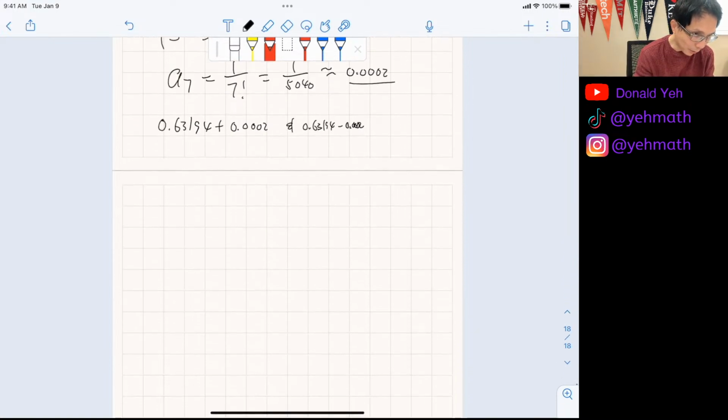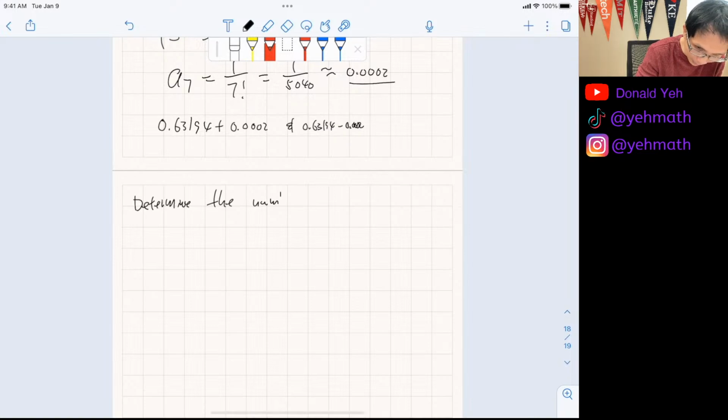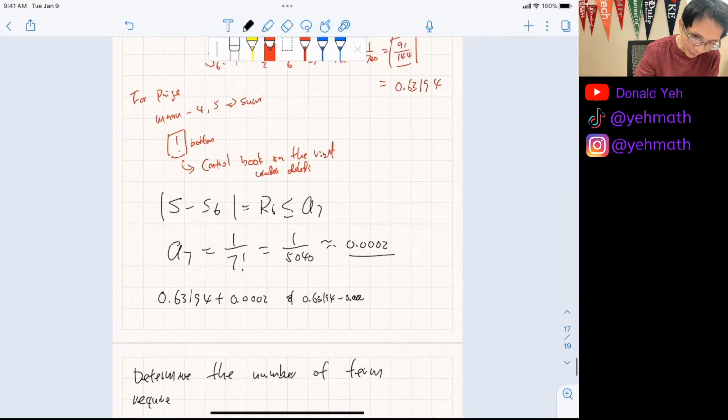The next type of question is, can you determine the number of terms required? This is the same type of question. It requires 1 over 7 factorial. That was the a sub n plus 1 term. Your next term is gonna be the 7th term.